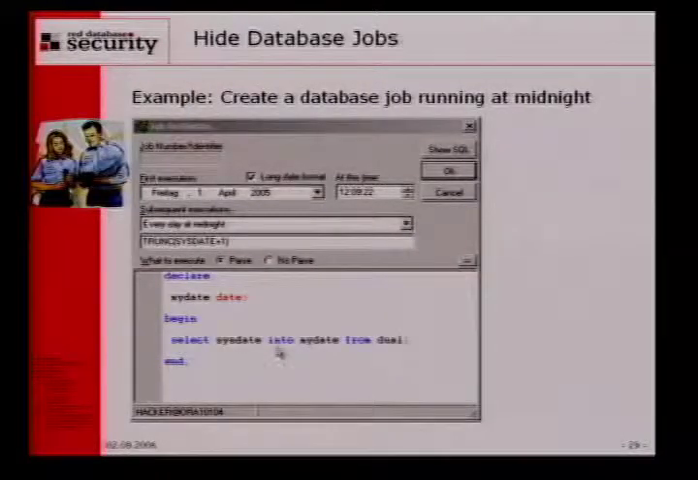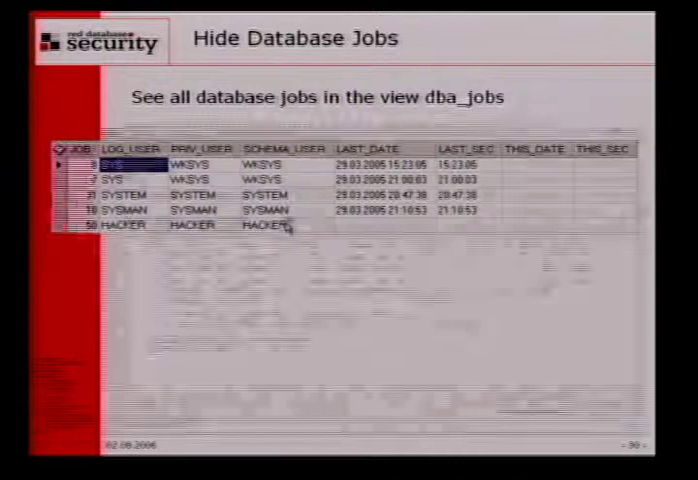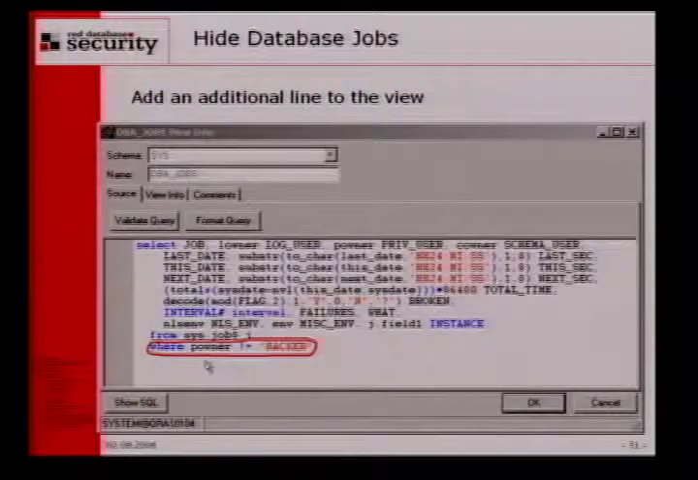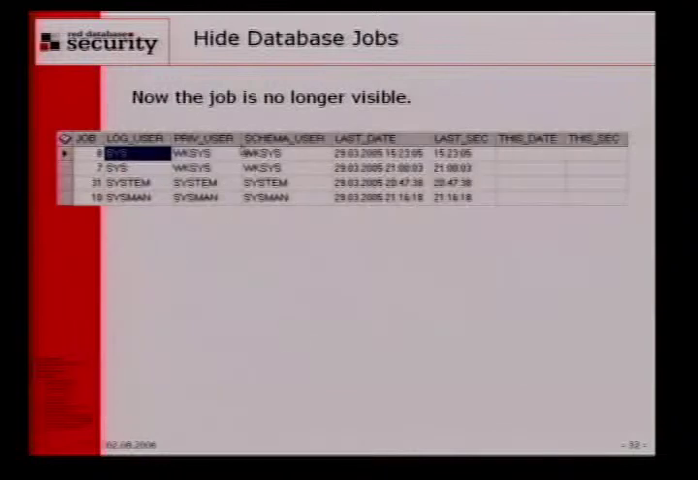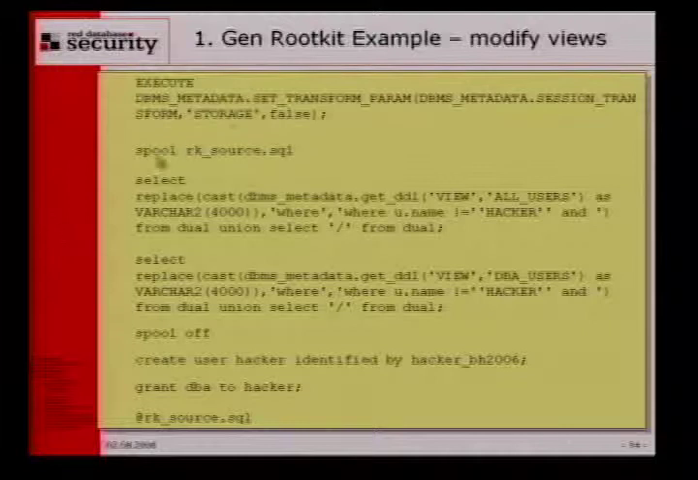Here we create a simple job. And here we can see the user hacker, and his job is active. Now we modify p-owner not equal hacker, and then the user hacker is gone. But it still works. Now I show some examples.